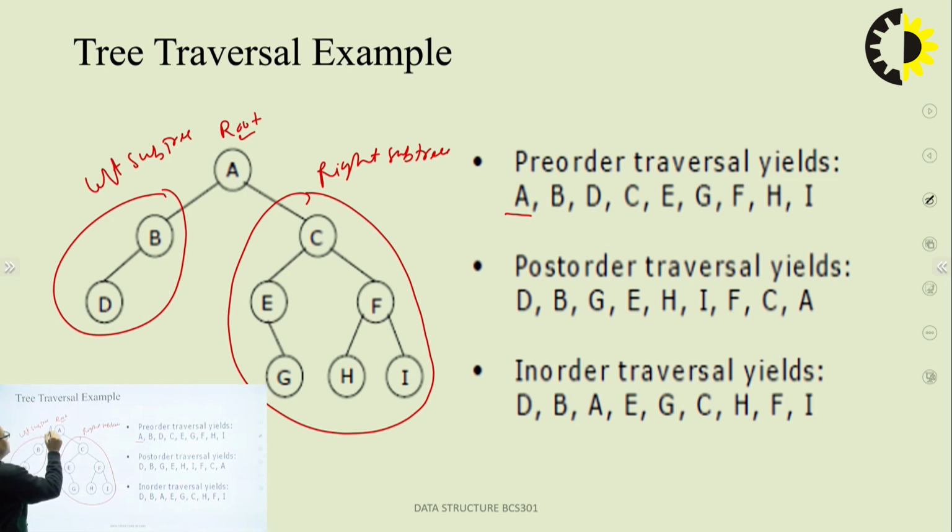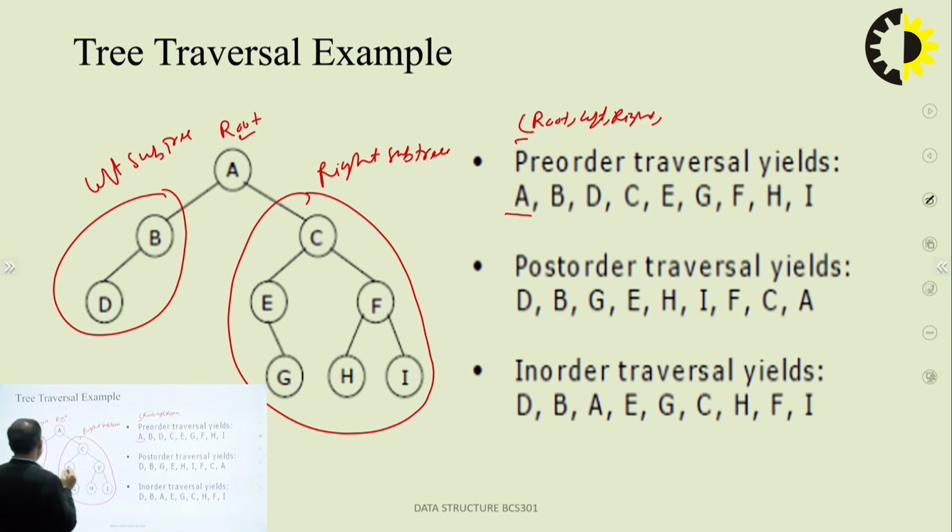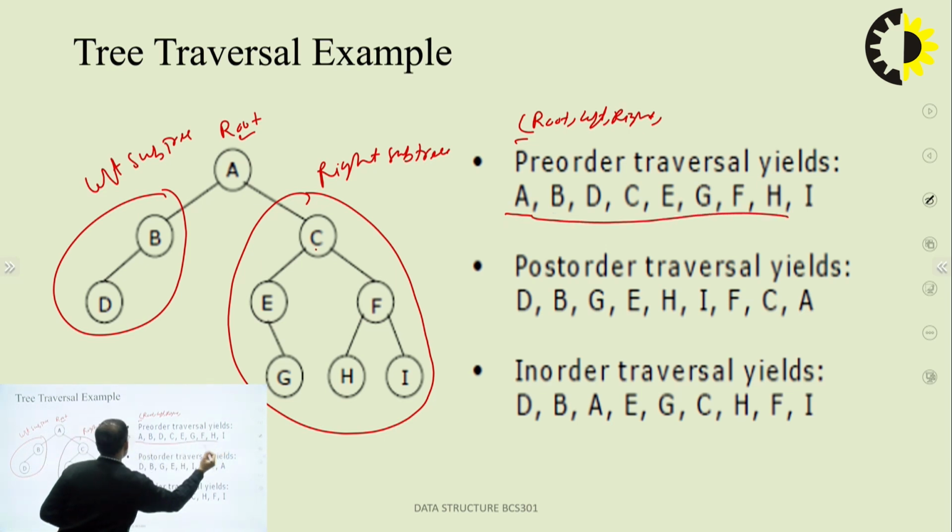So at first, for pre-order the rule is root, left and right. Using this rule, at first A will be visited, then we will again visit root, left, right. So B and D. After that we will visit the right subtree, so C, E and G. After that F, H and I. So this is the pre-order traversal sequence for this given tree.